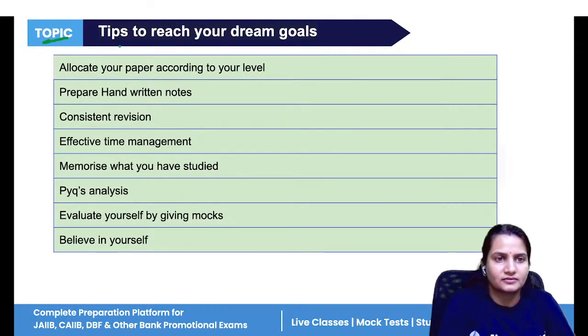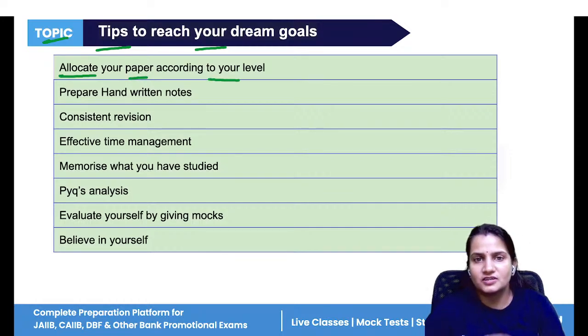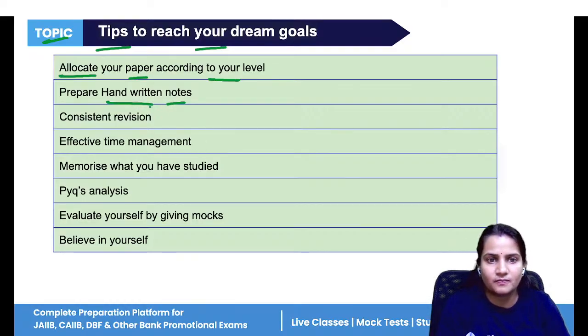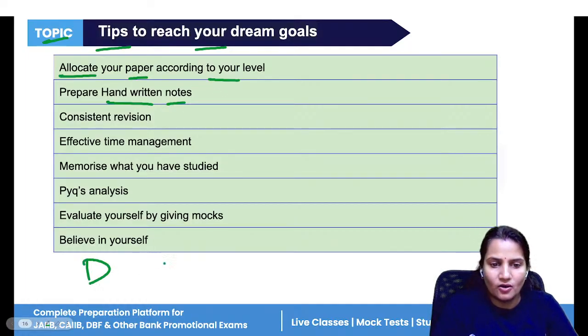So what are some more tips and tricks to reach your goals? Allocate your papers according to your level. In whichever paper you feel more comfortable, start with that paper, start with that unit. Prepare handwritten notes. Right now you have much time, so you can make your handwritten notes parallelly. Handwritten notes doesn't mean that you have to write long paragraphs. No, just write the keywords.